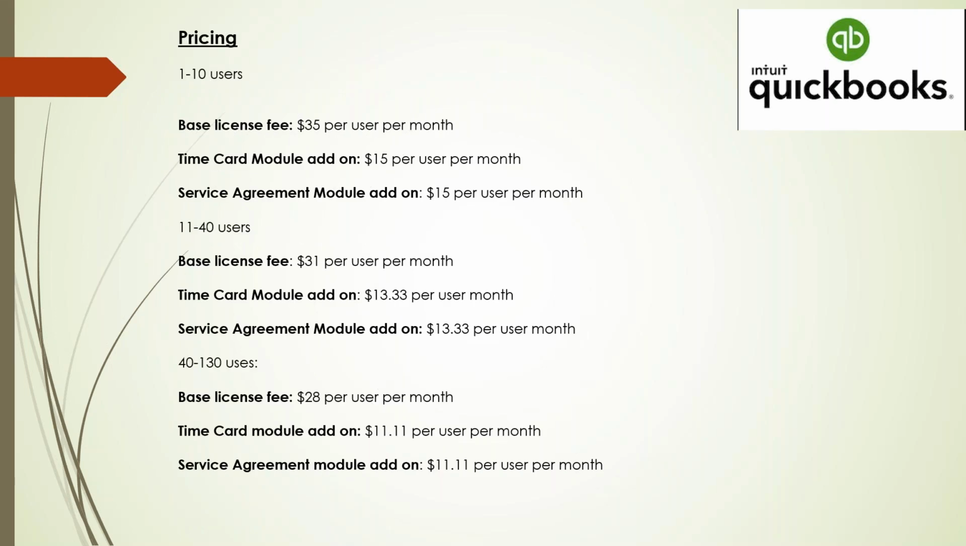So here is the pricing. If you've got between 1 and 10 people on the system, it's $35 per user per month. When you go over 10 users, it goes down to $31. And when you go over 40 users, it goes down to $28.